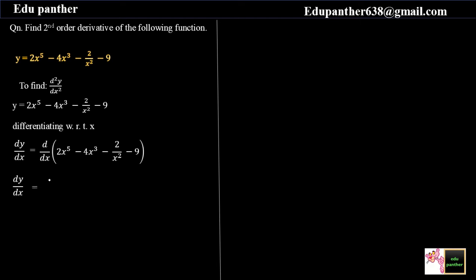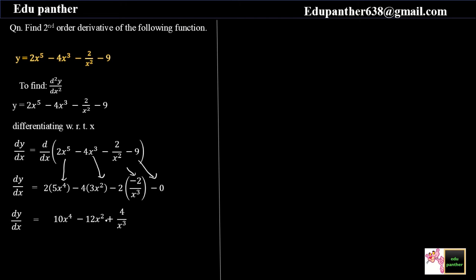Now just take the derivative of each term. 2 is constant as it is, and the derivative of x raised to 5 is 5x raised to 4. Similarly, the derivative of x cube is 3x squared. Here 2 is constant, so keep it outside, and the derivative of 1 upon x square is minus 2 upon x cube. 9 is constant, so its derivative is 0. Now simplify this expression. You'll get 10x raised to 4 minus 12x square plus 4 upon x cube. This is your first derivative, or we can say first order derivative.